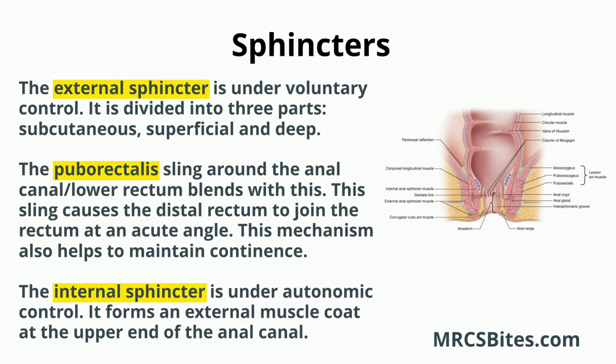Sphincters. The external sphincter is under voluntary control. It is divided into three parts: subcutaneous, superficial, and deep. The puborectalis sling around the anal canal, lower rectum, blends with this. This sling causes the distal rectum to join the rectum at an acute angle. This mechanism also helps to maintain continence.